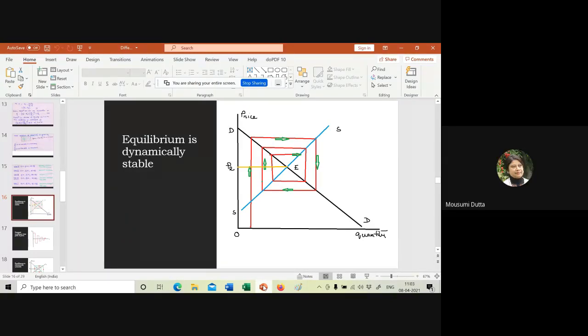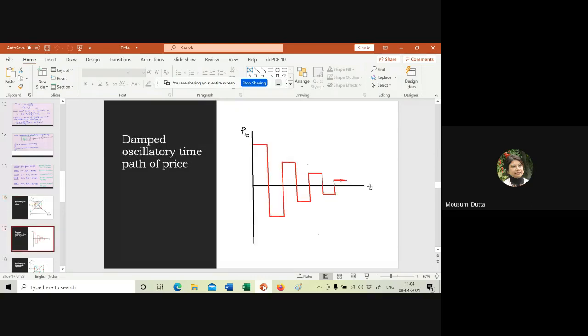So this is the diagram. You can do everything. You can extend the price up to the vertical axis. You can extend the quantities up to the horizontal axis, whatever you like. Try to learn the things, draw the things. And then finally, when you are really comfortable with this kind of model, you can present it like this. And this is the damped oscillatory time path of price.